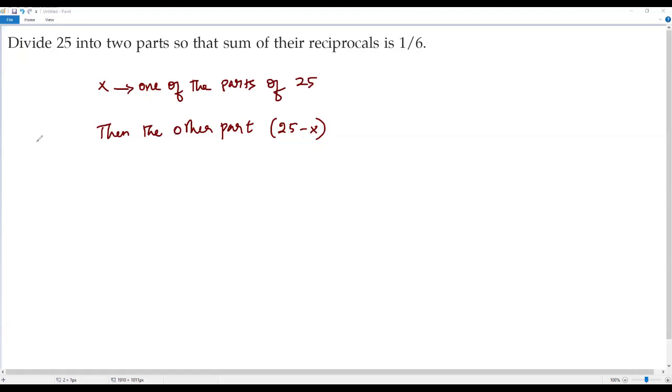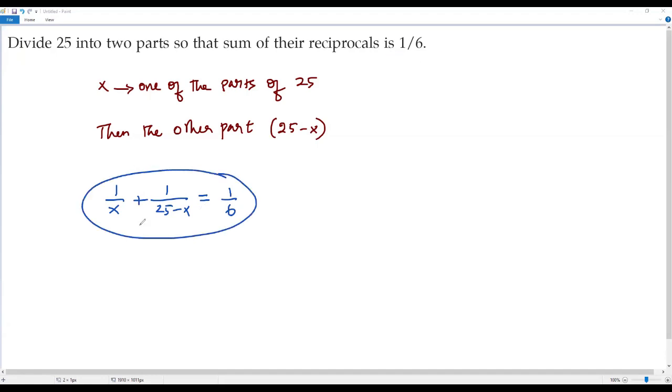Okay, now let's use the given information. Sum of the reciprocals is 1 over 6. Let me take the reciprocal of the first part x, that is 1 over x. Then the reciprocal of the second part is 1 over 25 negative x. Sum means we have to add them. It must be equal to 1 over 6 according to the information we have over here. Now in this equation, we have to solve for x.